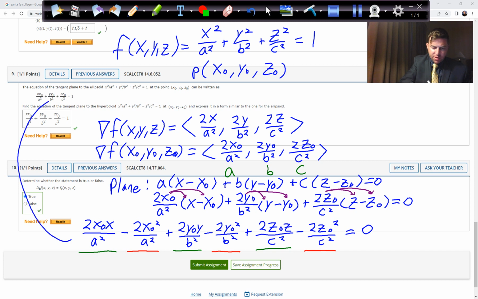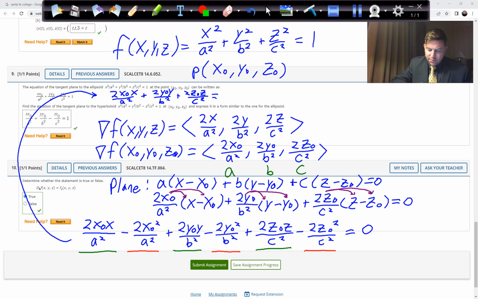let me do this right up here in this little space. Two x0x over a squared plus 2 y0y over b squared plus 2 z0z over c squared. That's going to equal.